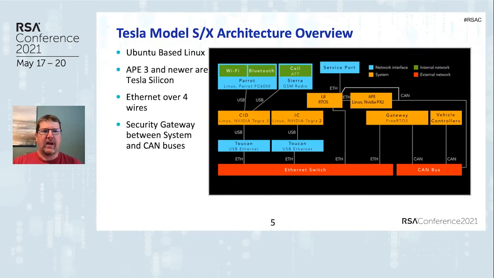So the original Model S, it's an Ubuntu-based Linux system. The autopilot that you see in the picture, the version 3 and newer, are actually all Tesla silicon. Earlier versions were NVIDIA-based. It actually has an Ethernet connection between the instrument cluster and the central display, the one that you saw in the previous image. But then there's a security gateway that exists between the Ethernet buses, all the Bluetooth, the cellular connection, and all the individual vehicle controllers.